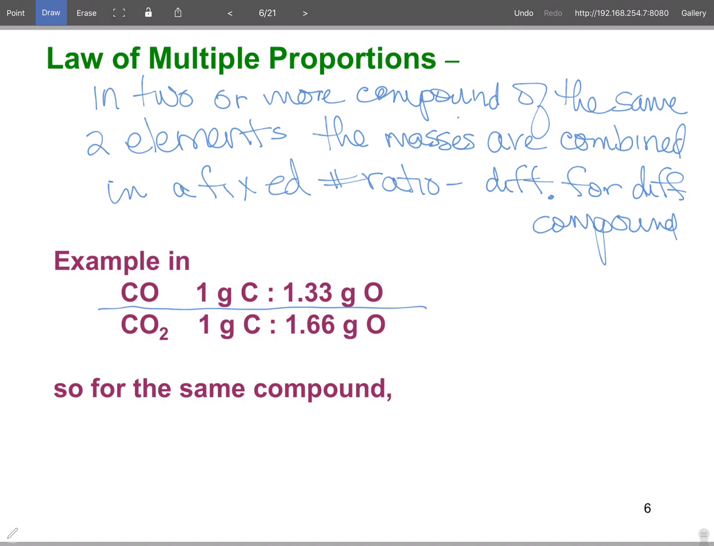per 1.33 grams of oxygen. Whereas for CO2, where we know we have 1 carbon for every 2 oxygens, we have 1 gram for every 1.66 grams of oxygen. Okay? So, again, for the same compound, the ratio is the same.